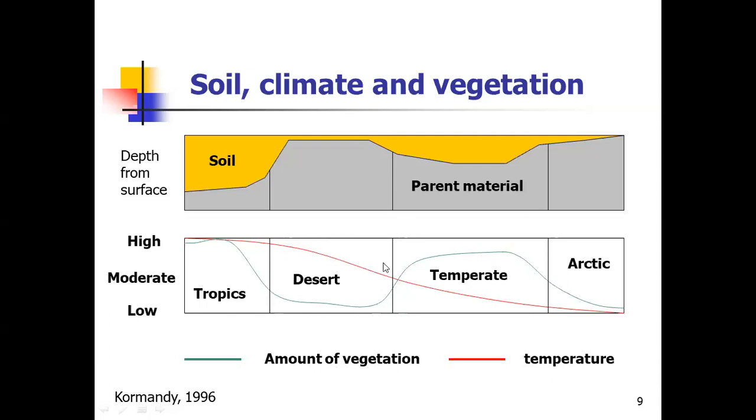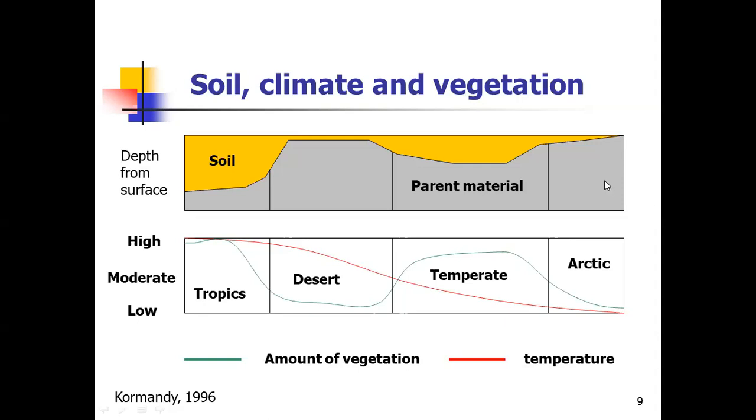Then we come to the temperate zone. The temperate zone has low to moderate temperatures, and you get more weathering of soil because of the variations in temperature and precipitation. But you also have a topsoil layer which is more than the desert and less than the tropical rainforest type region.